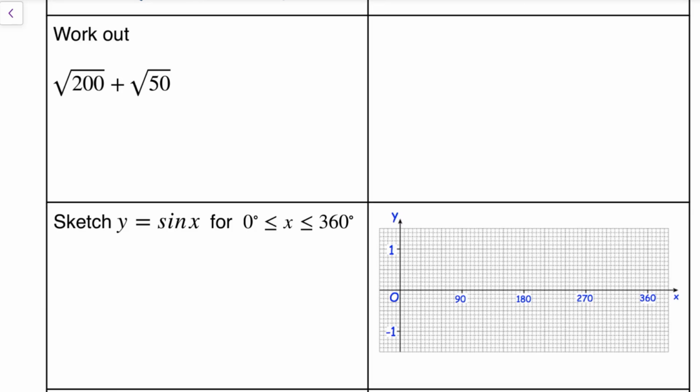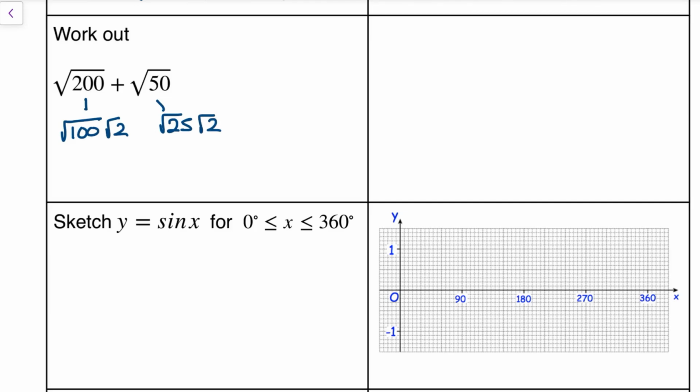Okay, workout. Now the thing about this question is you cannot add surds unless the thing inside the surd is the same number. So it's a bit like saying if I say 2a plus 4a, I can add these things together because the a's are the same. So I'm going to need to simplify these surds. So I'm going to remember that root 200 is the same as the square root of 100 times the square root of 2, and root 50 is the same as square root of 25 and the square root of 2.